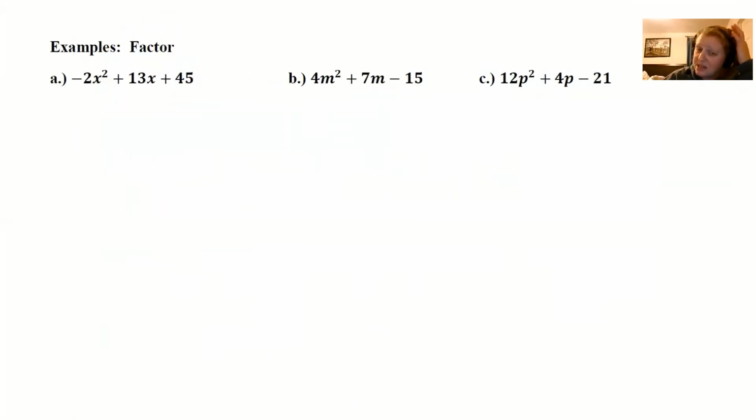So I have 3 examples. I'm not going to do all 3 of them. I'm going to give you one to do on your own, but I will do 2 of them with you. So we'll do letter A first. All right, and you can see these are all those A doesn't equal 1 scenarios. There is no GCF. You have to do it this long way.